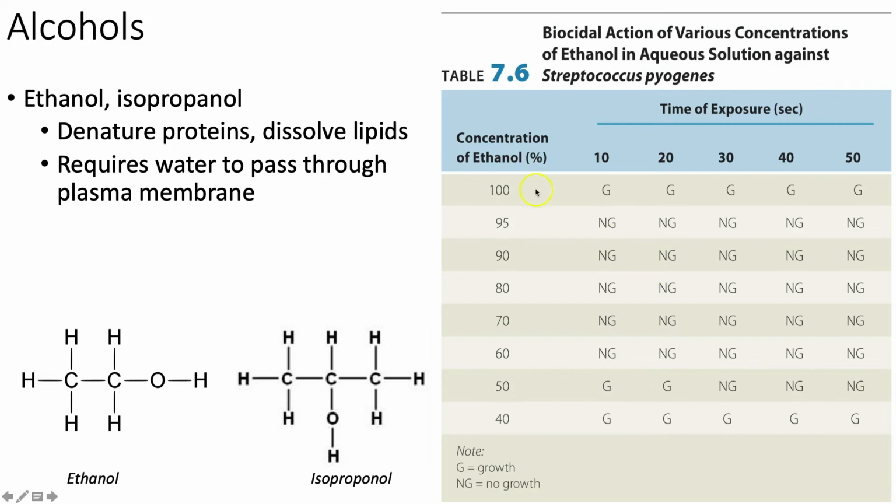We can see here, if you have pure ethanol, bacteria will grow, G meaning grow. If you put a little bit of water in there, it allows it to pass through the plasma membrane and can really kill bacteria relatively non-specifically. It's very tough for bacteria to resist ethanol degradation.